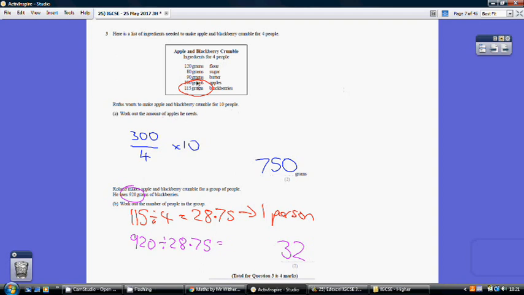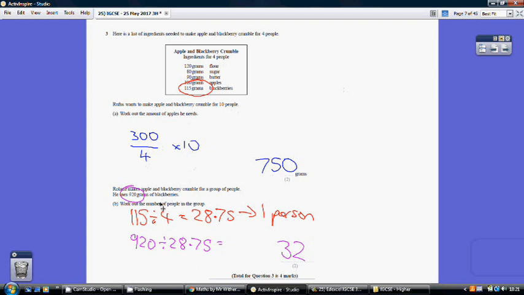So we need 300 grams of apples for 4 people. So divide this by 4, that tells us the amount of apple we need for 1, times by 10, that tells us how many grams of apple we need for 10. So 750 grams.